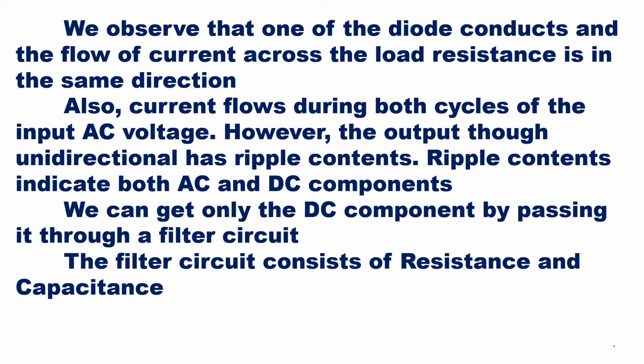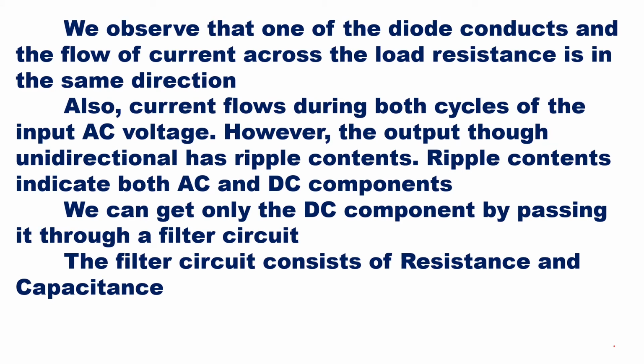Now, this is one word, so what does ripple content mean? The output of a rectifier should be DC. But here, the output of the rectifier will not be a pure DC. It will have some AC component in it. And the AC component present in that output is called ripple. That ripple we have to remove. The ripple contents indicate both AC and DC components at the rectifier output.